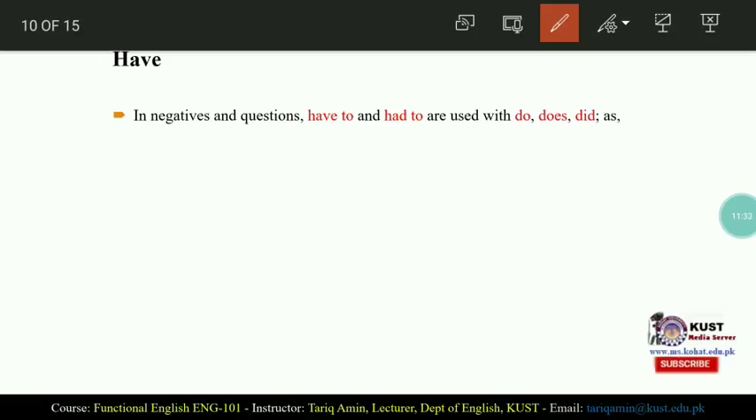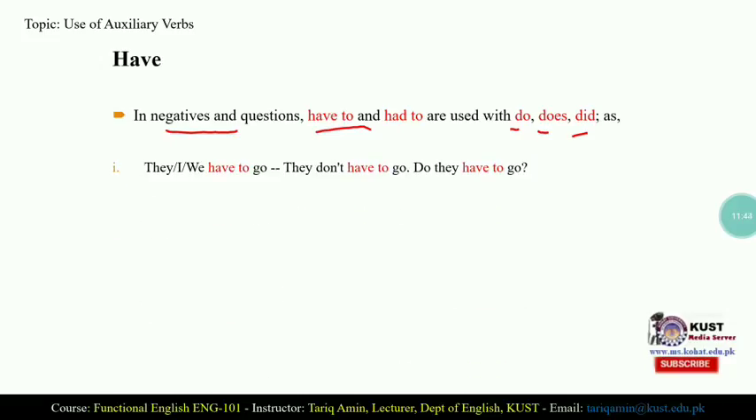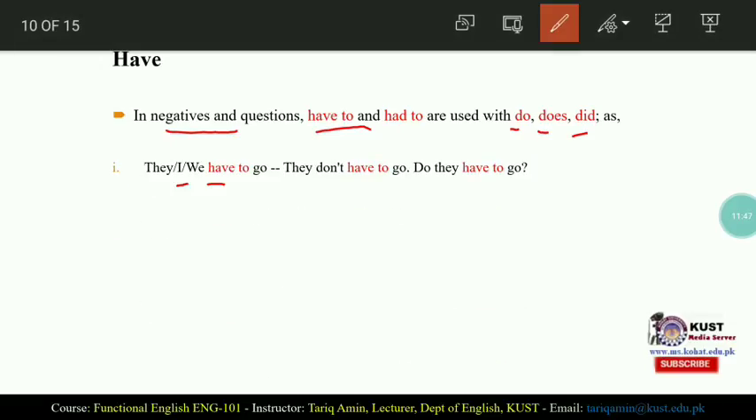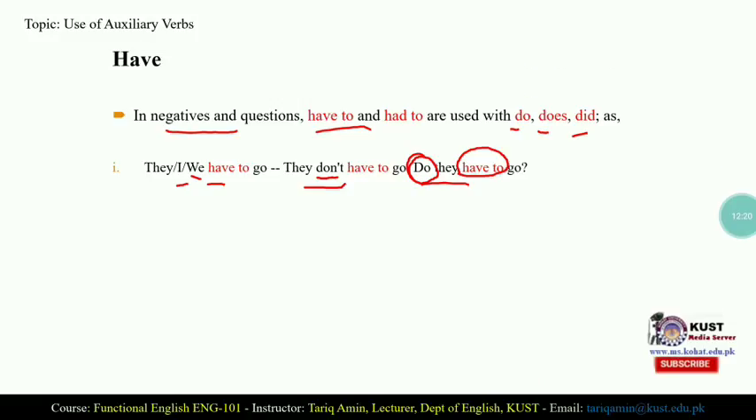And in negatives and questions, have to and had to are used with do, does, and did. For example, they have to go, I have to go, we have to go. These are affirmative sentences. The next sentence is a negative sentence. For example, they don't have to go. We can see that have to has been used with do. As it is a negative sentence, have to is used with do. The next example is an interrogative sentence. Do they have to go? Once again, we can see that have to has been used with do. So in negatives and questions, have to and had to are used with do, does, or did.